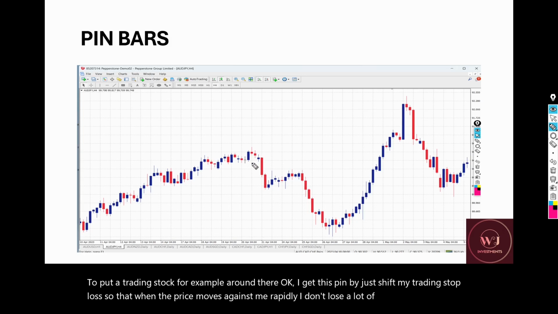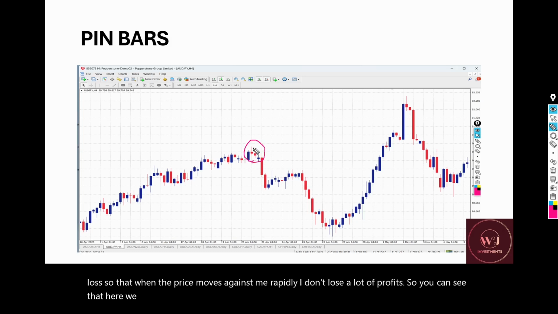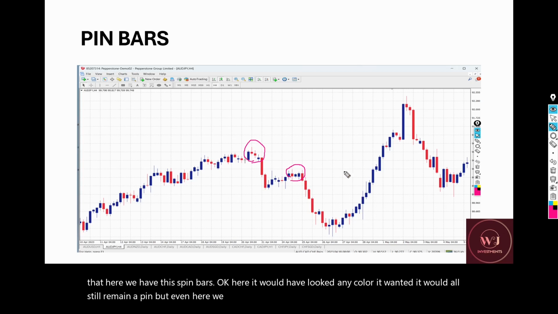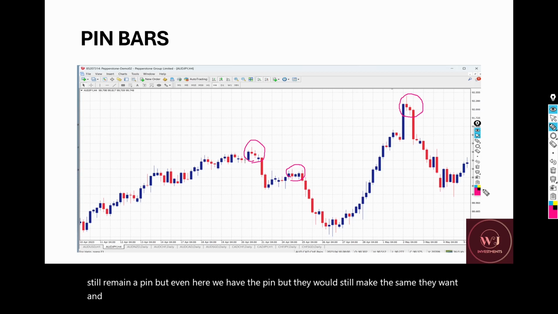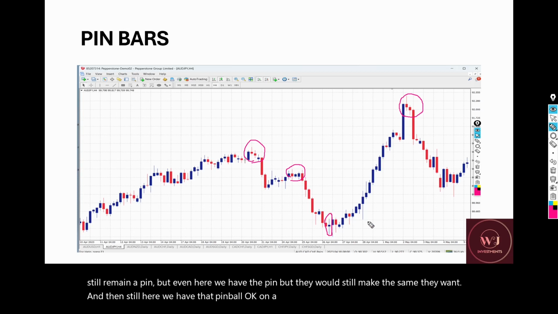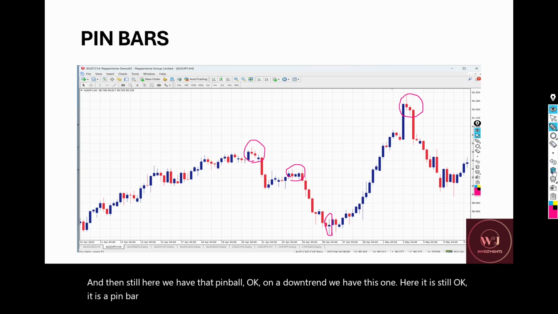So you can see that here we have these pin bars. Here it would have looked any color it wanted, it would all still remain a pin bar. Even here we have the pin bars, and still here we have that pin bar. Okay, on a downtrend, we have this one here. It is still a pin bar. So where is the entry point for a pin bar?